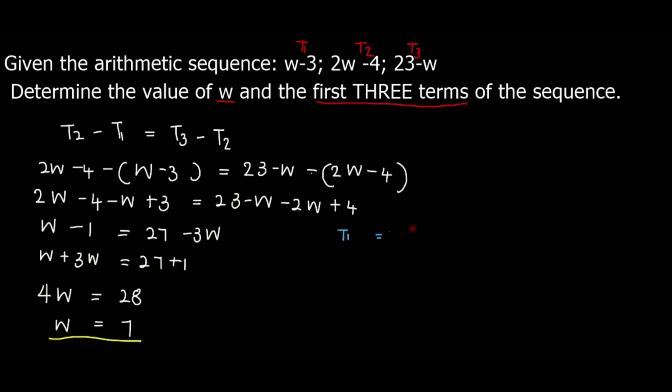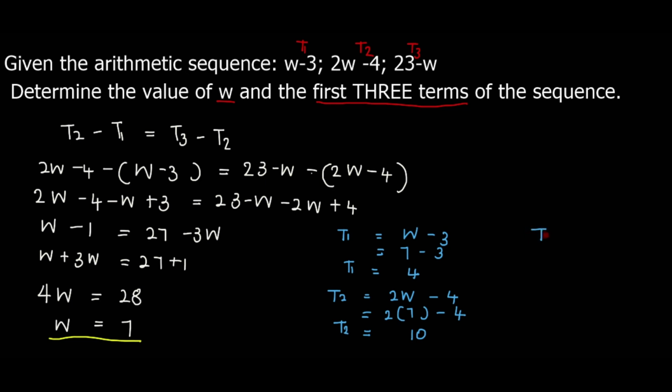T1 it's w minus 3, and then finally the value of w, and then the value of w is 7. So this means our substitute is 7, and then 7 minus 3 is 4. So this is our term number 1. And then term number 2 is equals to 2w minus 4, and then w is 7, and then 2 times 7 minus 4 is 10. This is term number 2.